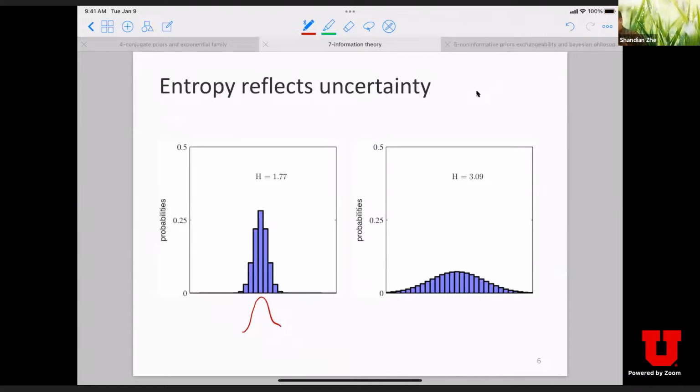And on the other hand, the more spread your distribution is, the less confident I am about what values your x can take. Then your entropy is large. In other words, the random variable contains more information.